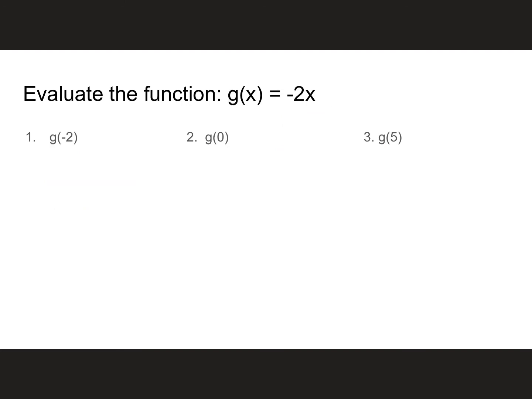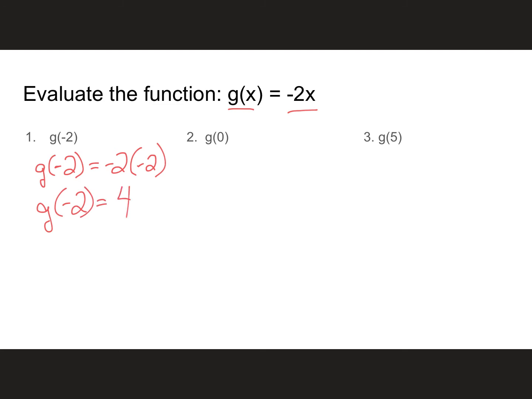Let's do our practice. Here we have g of x equals negative 2x, and we're being asked to evaluate it when x equals negative 2. So we're going to say g of negative 2 equals negative 2. In this case, because it's multiplication, I'm going to put my number in parentheses. Negative 2 times negative 2. Well, negative 2 times negative 2 gives me a positive 4. So g of negative 2 equals 4.